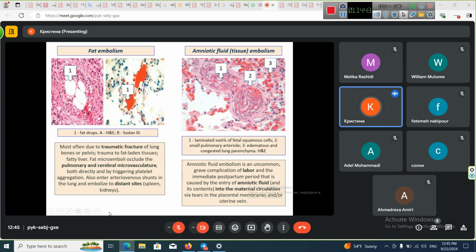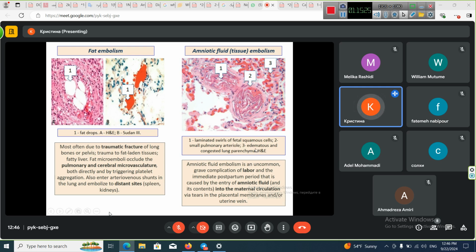So these are the cells of the baby, of the fetus, inside the blood vessel. Here is the blood vessel wall. Number 2 shows us the small pulmonary arteriole. It means that we are in the lung. So it is the pulmonary arteriole, and inside its lumen we have these laminated, which means many layers, swirls, which are surrounding each other, of fetal squamous cells.